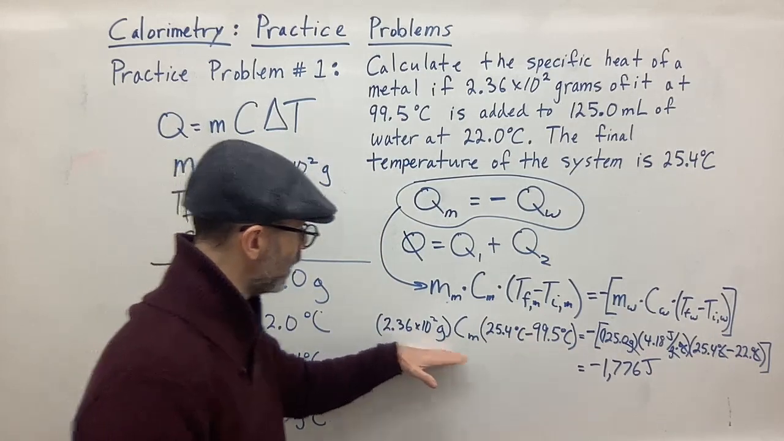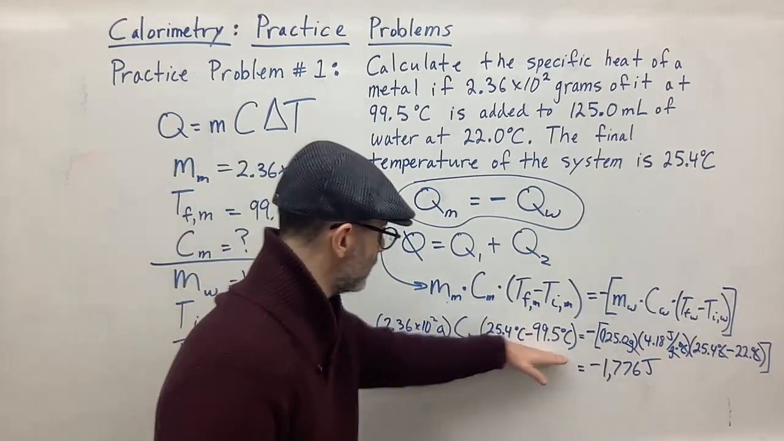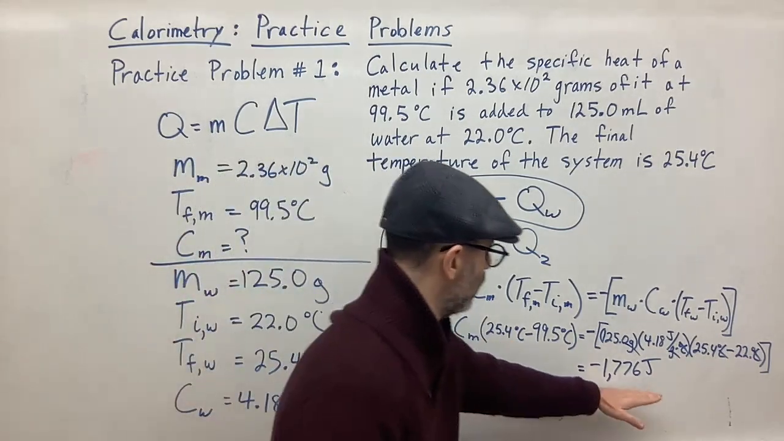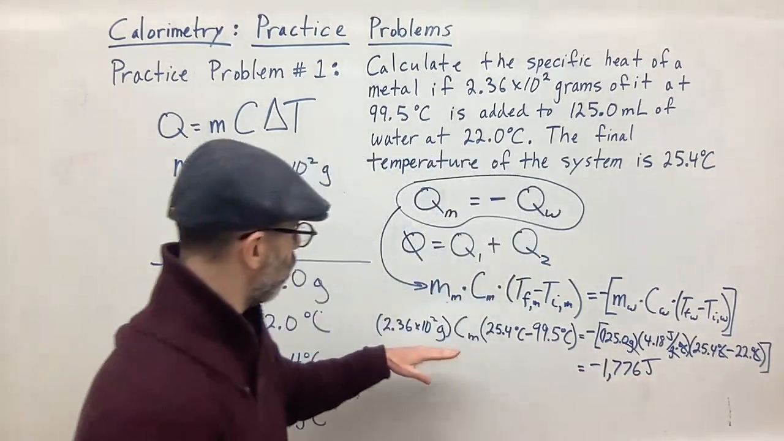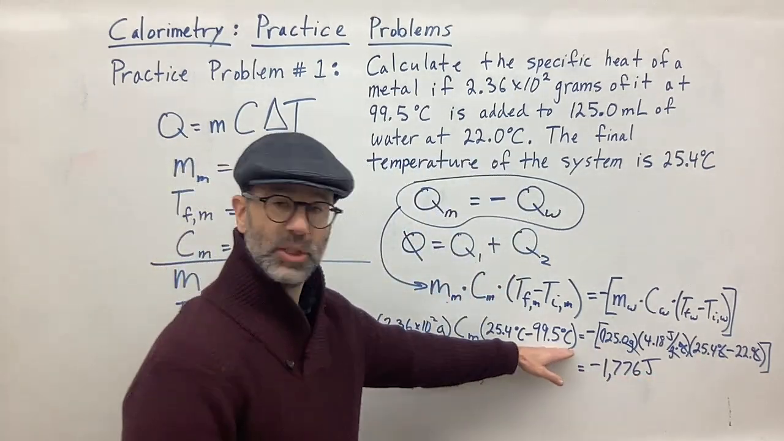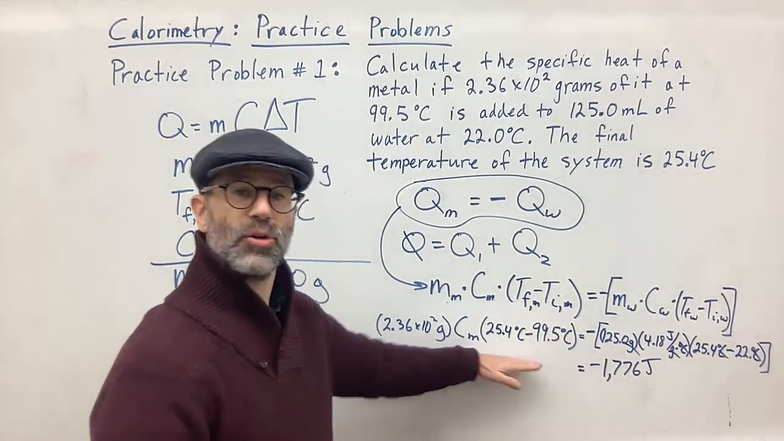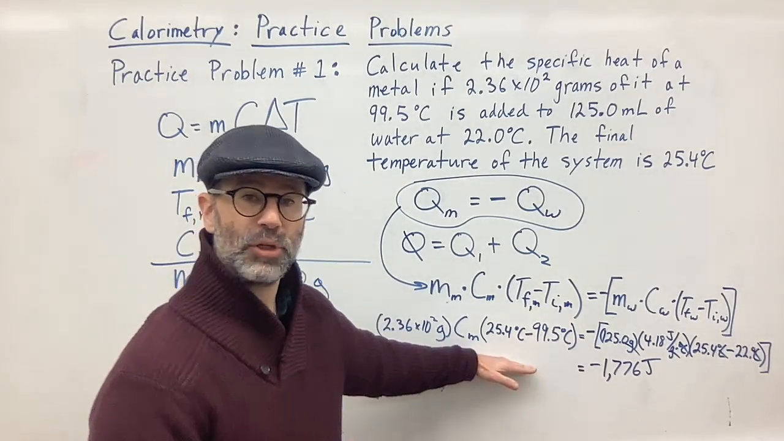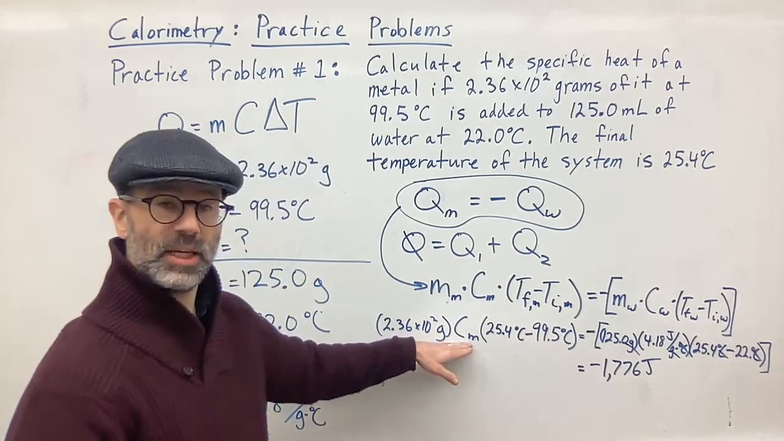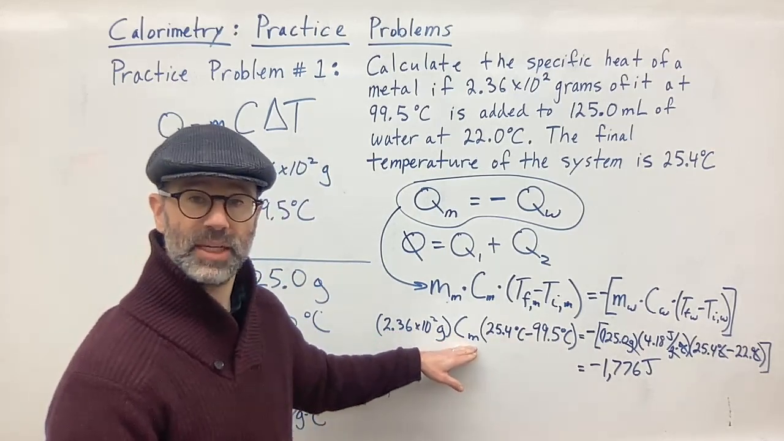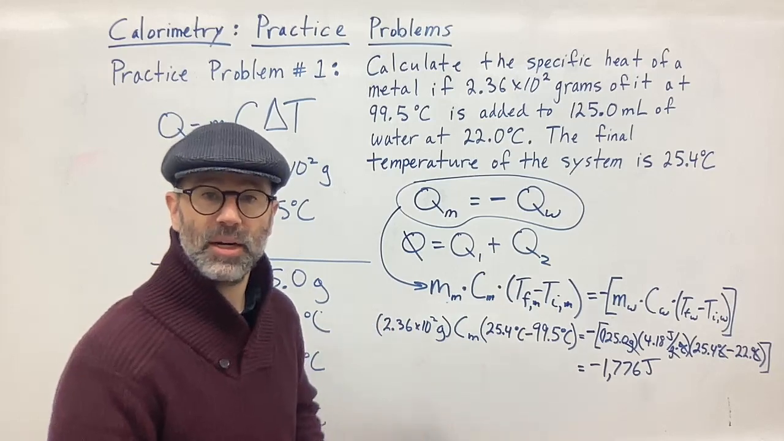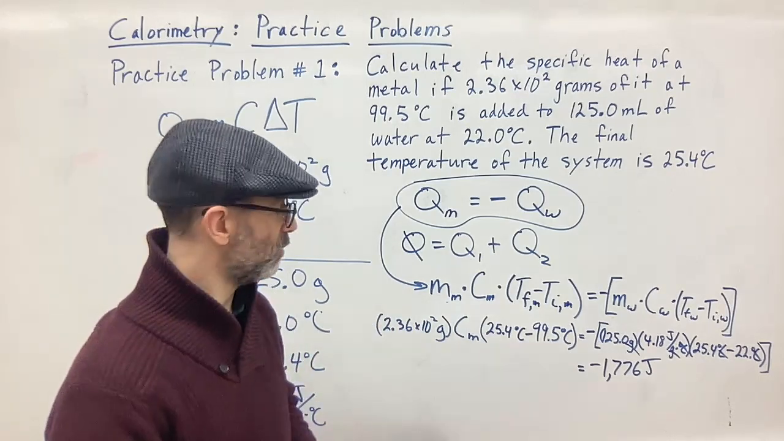And then on this side, notice you have grams and you have degrees Celsius. You're going to divide this side by both of these, so you'll end up with joules over grams degrees Celsius. So that's what you would expect if you're solving for specific heat, which is what you're trying to find. So the units work out, so that makes sense. It seems like we set up our equation correctly and we're solving it correctly.